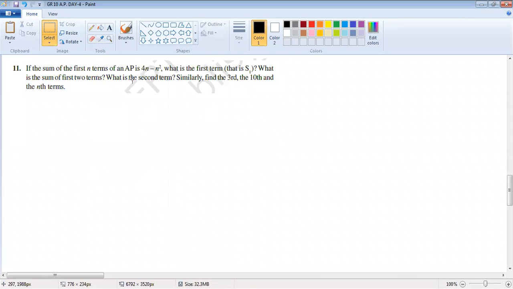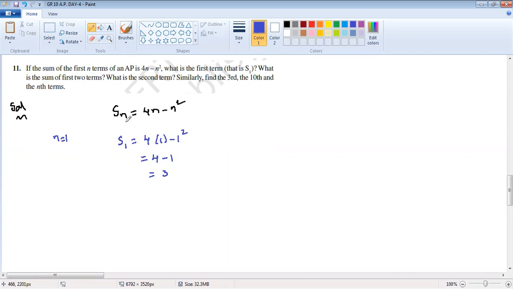See, the sum of first n terms of an AP is 4n minus n square. So what is given? It is given that Sn is equal to 4n minus n square. And what is the first term? When we write n value as 1, S1 is nothing but 4 into 1 minus 1 square, which means 4 minus 1, which is 3.